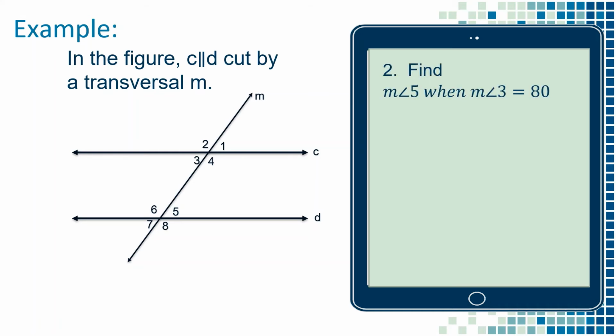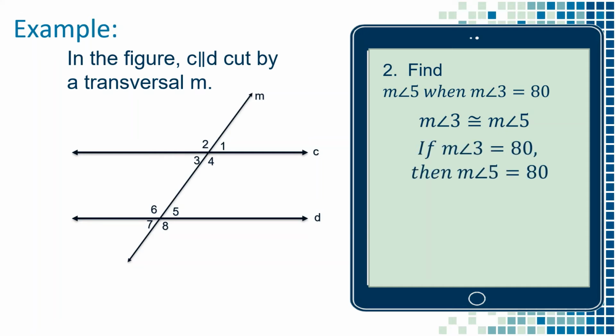Using the same figure, we are going to find the measure of angle 5 when angle 3 is equal to 80. So let's identify the property that we can apply. What can you say about angle 3 and angle 5? Yes, they are alternate interior angles, and alternate interior angles are congruent. So the measure of angle 3 is equal to the measure of angle 5. Since angle 3 is equal to 80, the measure of angle 5 is also 80.